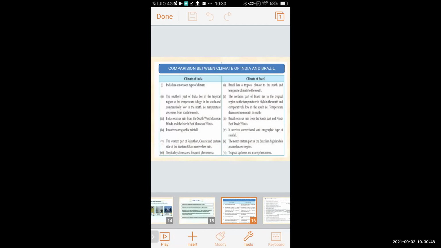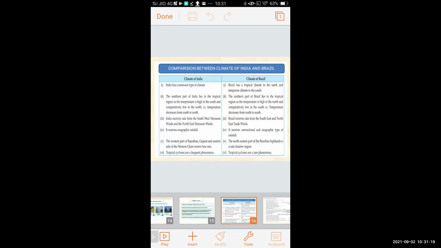Now we will see the comparison between the climate of India and Brazil. India has a monsoon type of climate. Brazil has a tropical climate to the north and a temperate climate to the south.